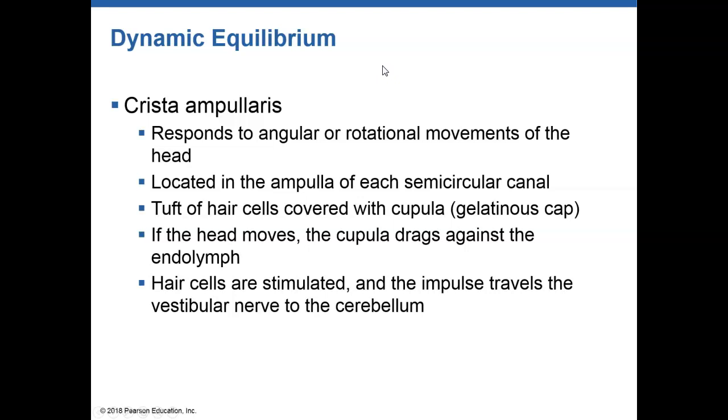Within the base of the semicircular canals, there's a region called the ampulla, and within the ampulla, we have a gelatinous material called the cupula. Within the cupula, we have hair cells again that are embedded. And as the cupula moves, it's going to cause the hair cells within that cupula to bend in specific directions. This will allow us to identify movement in rotations.